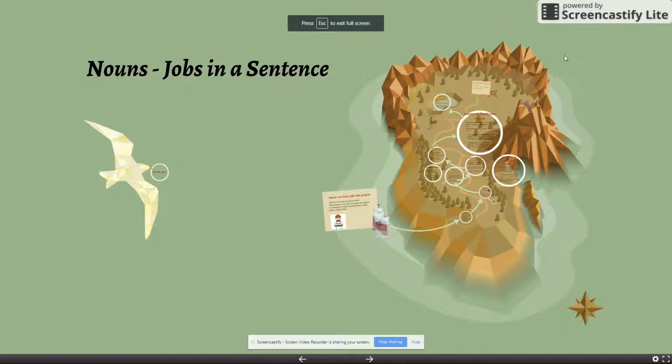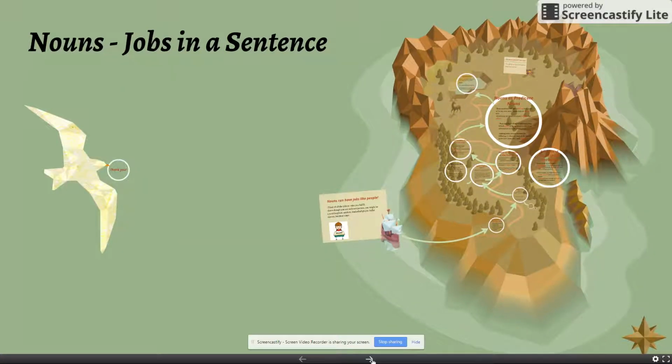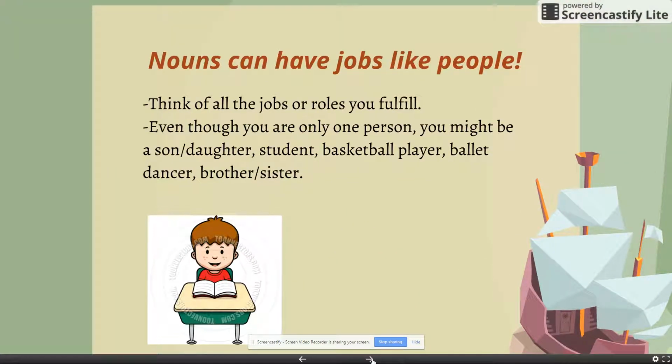In this presentation, I'm going to talk about nouns and the different jobs that they have in a sentence. Much like people, nouns can do different things. Think of all the roles that you fulfill. Even though you're one person, you're also a son and daughter, student, basketball player, ballet dancer, brother, sister, and on and on. So nouns don't just have to do one thing.